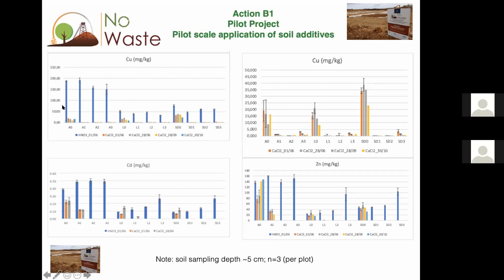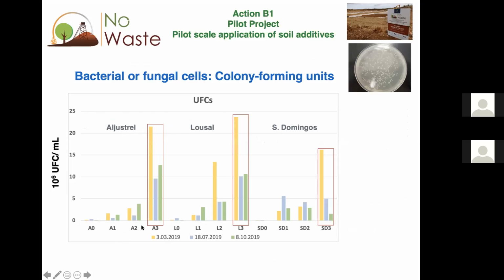But then when you look into actual available metal in the pore water, which are here the color bars, you only see that in the non-amended plots, which are these three, A0, L0, and SD0, there is an effective presence of dissolved metal in the soil solution that will impair the growth of the plants. So for the treated plots, we were able to remove this availability. And this was translated not only in the growth of the plants, but in the improvement of the soil as a system.